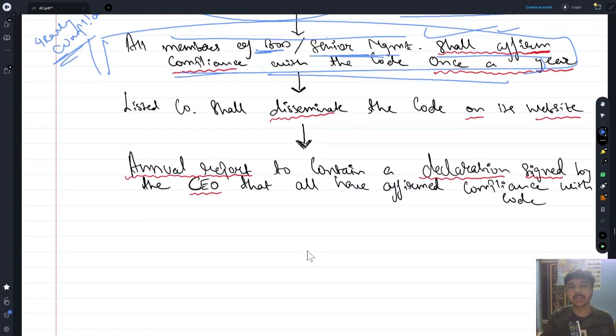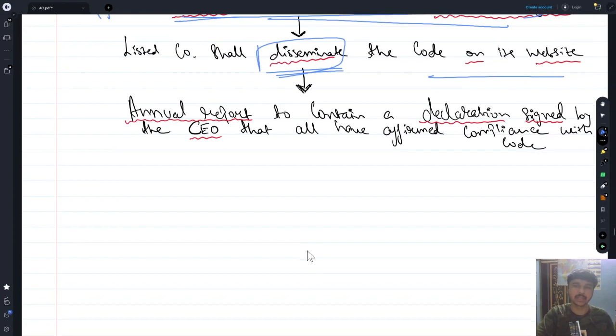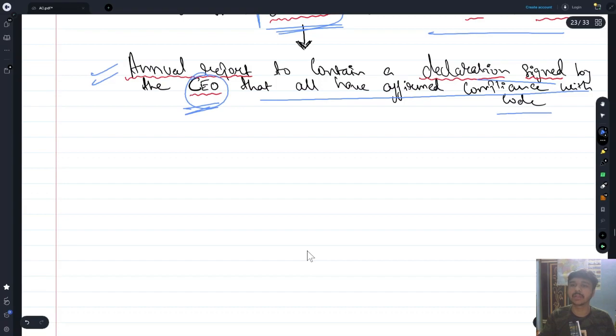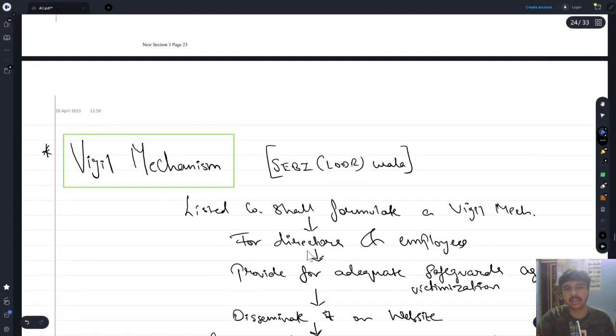Now the listed company shall disseminate the code on its website. Obviously they should show to the world that this is our code of conduct. And if somebody feels that it is not being followed in letter and spirit by the directors, then the employee or the director can obviously use the Vigil Mechanism. And the annual report should contain a declaration signed by the chief executive officer of the company that all have affirmed compliance with the code. Who all? The members of the board of directors and the senior management, everybody.